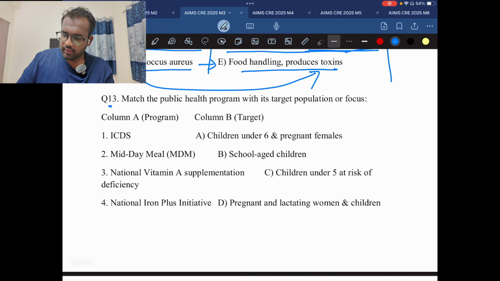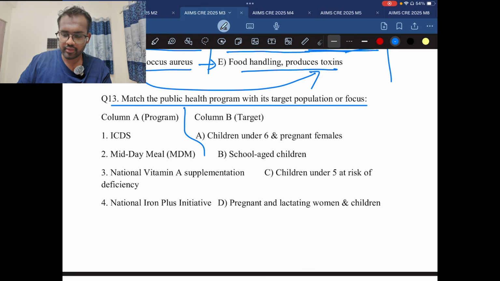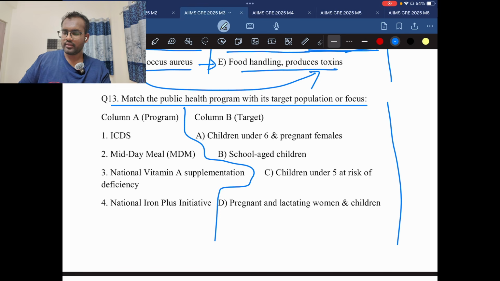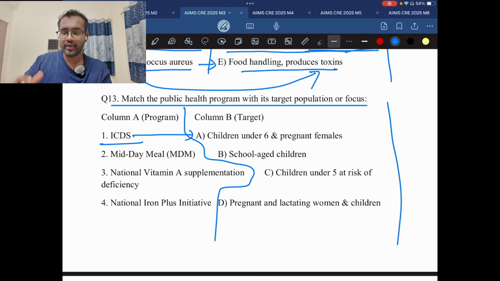Question number 13. Match the public health program with its target population or focus. They have given some public intervention programs and they have given the target. So ICDS is the Integrated Child Development Scheme. It deals with children under 6 years of age and pregnant women. They provide supplementary nutrition, awareness and supplements, etc.